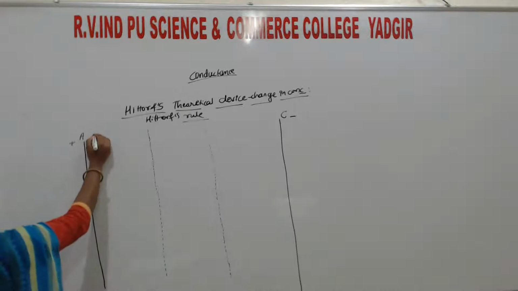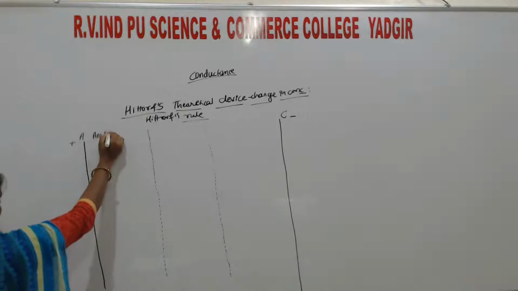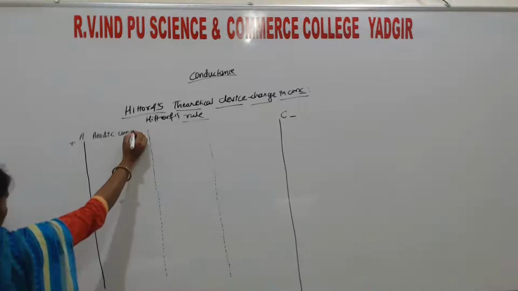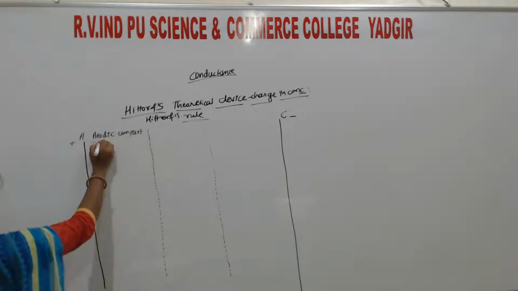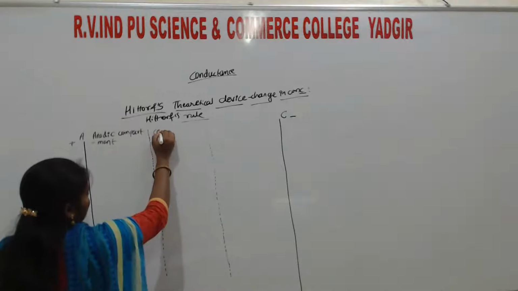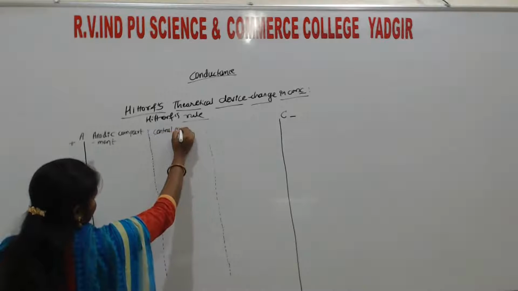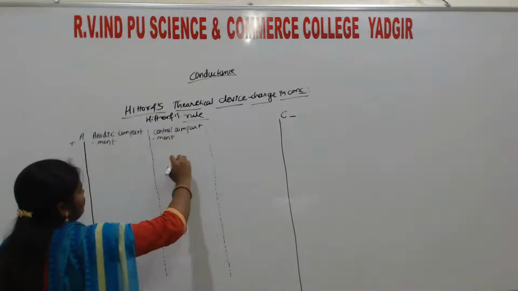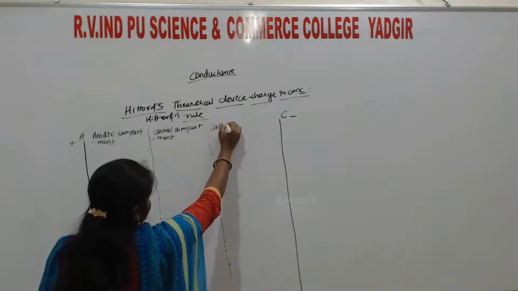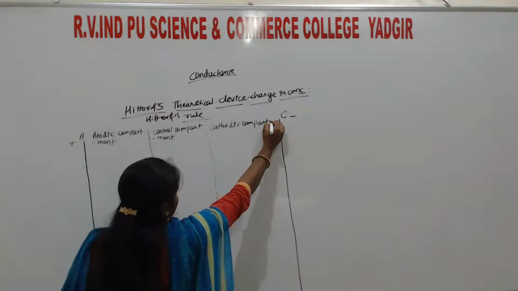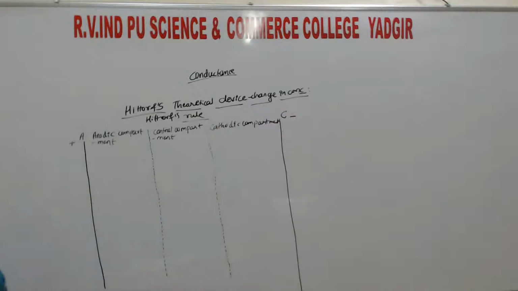This is the anodic compartment. This is the central or middle compartment. This is the cathodic compartment.